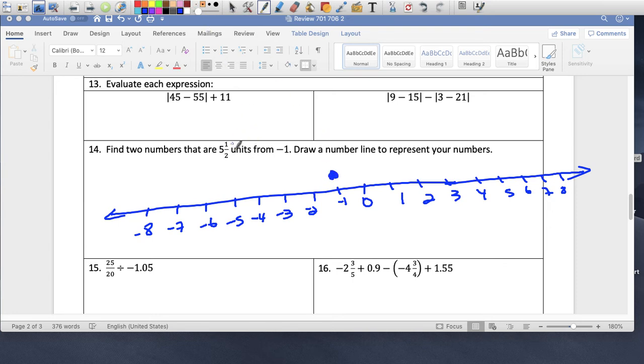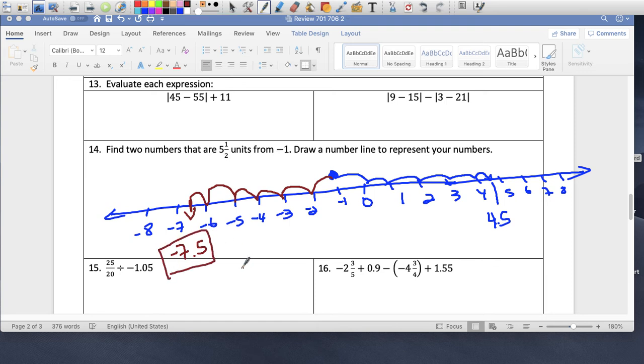What are two numbers that are 5.5 units away from negative 1? Well, let's go to the right. 1 unit, 2 units, 3 units, 4 units, 5 units and a half. So where does that land? It lands at 4.5. So one number that's 5.5 units away from negative 1 is 4.5. Another number could be in this direction: 1, 2, 3, 4, 5.5. So where do I land? In between negative 7 and negative 8, which is negative 7.5. So our second number is negative 7.5.